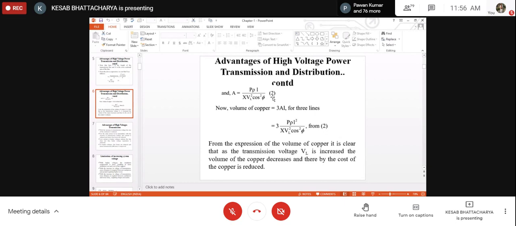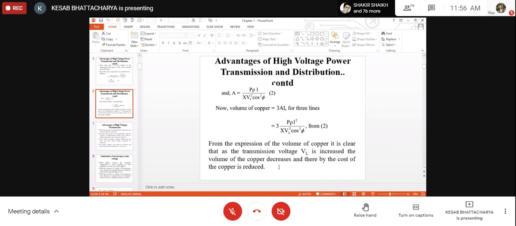Now, the total volume of copper will be A into L, AL being the volume of copper of the conductor in one phase or one line. Then the total volume for 3 lines will be 3 into A into L. Now the total volume of copper is 3 into P into rho into L square by X VL square cos square phi. From equation 2, we can write this by just multiplying by 3.